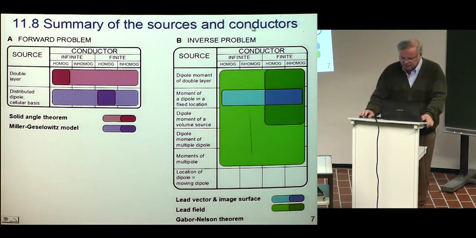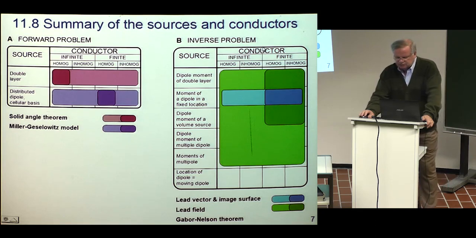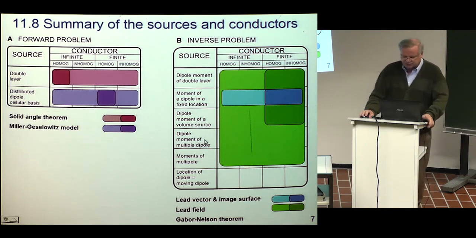Lead field. The main difference for lead field was that there is a wider variety of sources, mainly the dipole moment of the volume source. So it was possible to use the lead field to analyze volume sources. That is an important issue. Also the dipole moment of the double layer could be used, and of course the moment of the dipole in a fixed location, and the dipole moment of multiple dipoles. I did not discuss the multipolar properties, but that is possible. But the main area of application is here, the dark green.